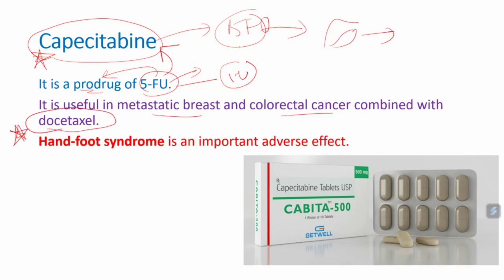Always it is given with docetaxel, which has good efficacy. And same as 5-fluorouracil, hand foot syndrome is another adverse effect for capecitabine. Hand foot syndrome is a very, very important adverse effect. Capecitabine is available through the oral route. If 5-fluorouracil is to be given orally, we have to go with capecitabine. If it is given through the IV route, we have to go with 5-fluorouracil. Mechanism of action, adverse effects and uses are very, very similar to 5-fluorouracil.